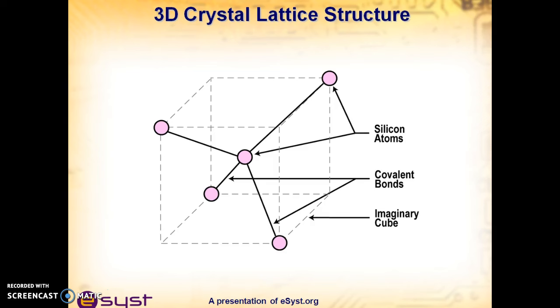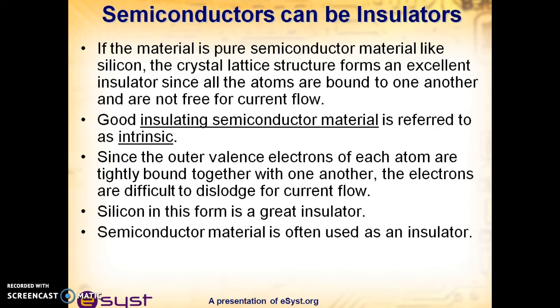Semiconductors can be insulators. If the material is pure semiconductor material like silicon, the crystal lattice structure forms an excellent insulator since all the atoms are bound to one another and are not free for current flow. Good insulating semiconductor material is referred to as intrinsic. Since the outer valence electrons of each atom are tightly bound together with one another, the electrons are difficult to dislodge for current flow. Silicon in this form is a great insulator. Semiconductor material is often used as an insulator.